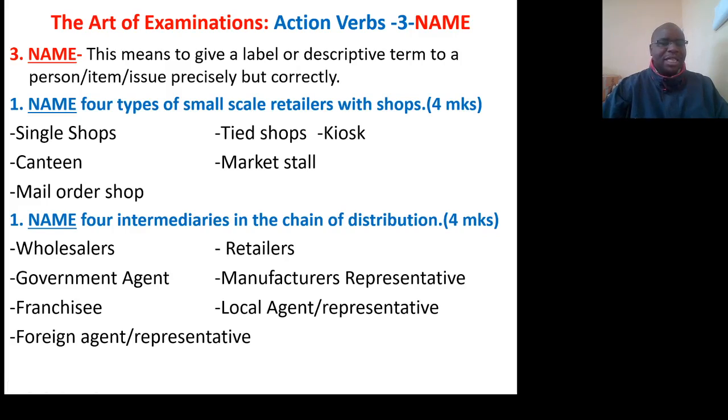Action verb number 3. Name. This means to give a label or descriptive term to a person, item, or issue precisely but correctly. 1. Name 4 types of small-scale retailers with shops. We have single shops, canteen, mail order shop, tied shops, kiosks, market stalls. Number 2. Name 4 intermediaries in the chain of distribution. Wholesalers, retailers, government agent, franchisee, foreign agent or representative, manufacturer's representative, local agent or representative.